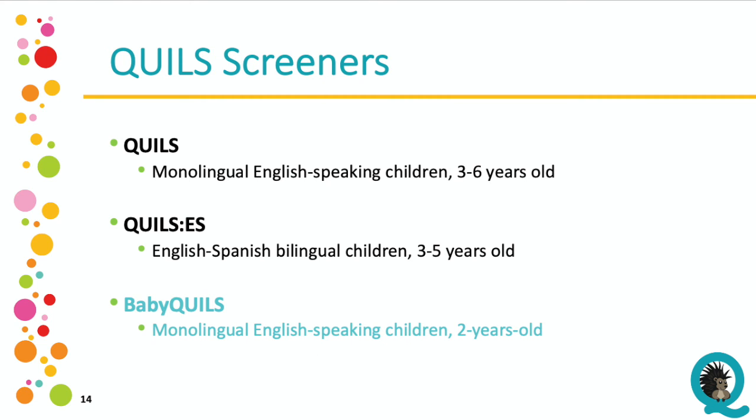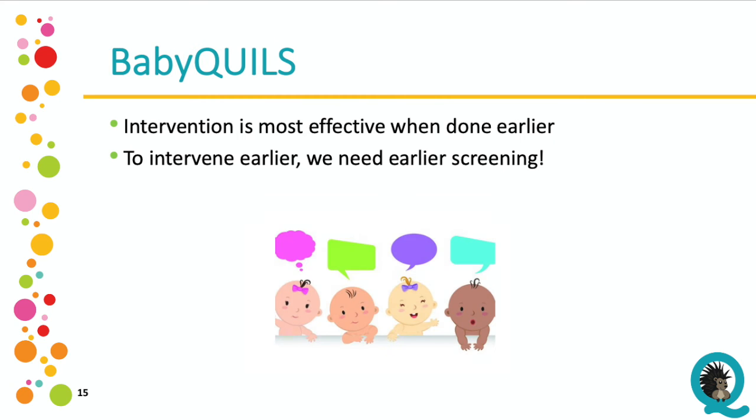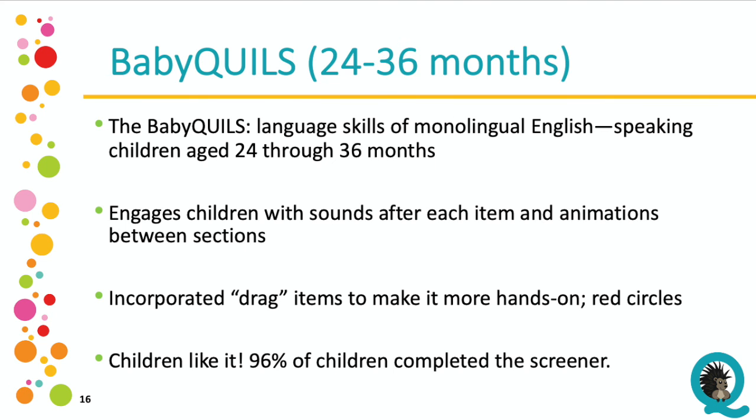Finally, we also have BabyQUILS, which is for monolingual English speakers who are 2 years old. We know that intervention is most effective the earlier it's done. So to intervene earlier, we need earlier screening. And that is what the BabyQUILS was designed to do. The BabyQUILS assesses the language skills of monolingual English-speaking children aged 24 through 36 months.